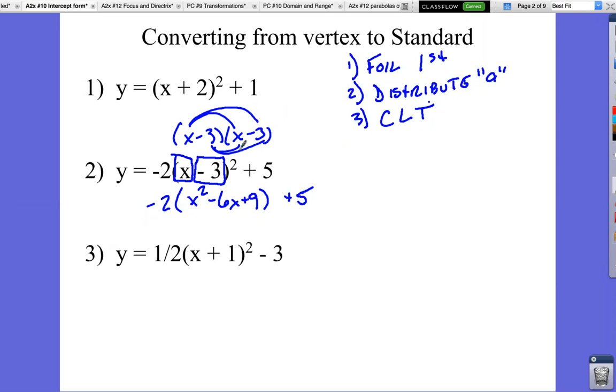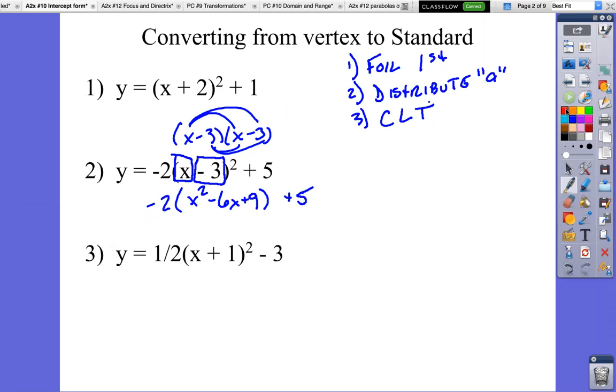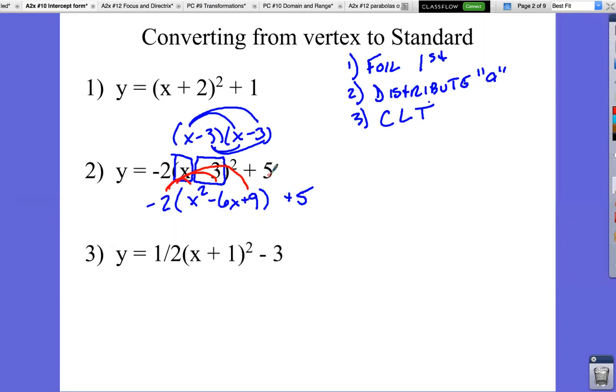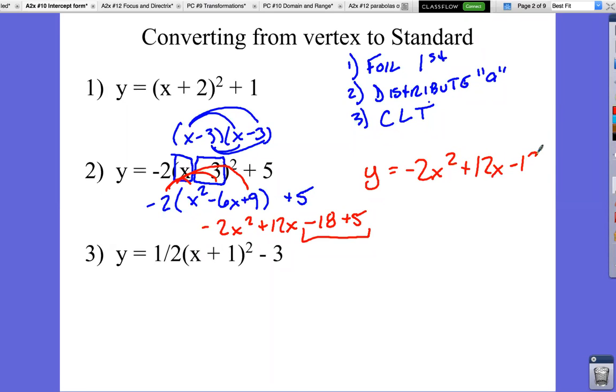So FOIL first. Step 2 is to distribute. So when I distribute that negative 2 to everything in the parentheses, again, don't make a silly mistake and try and distribute it to the 5. Minus 18 plus 5. And then combine like terms. Those last two, combine them, so your entire answer is... any questions?